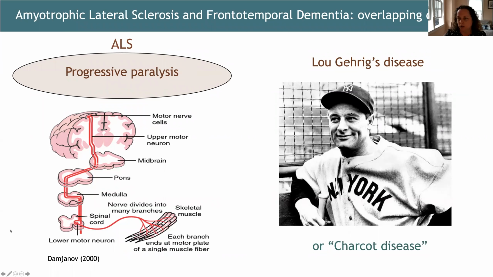In the US, it's also called Lou Gehrig's disease, from the famous baseball player who first raised awareness about this condition. In France, we call it Charcot disease, from the neurologist who first described the condition more than a century ago.